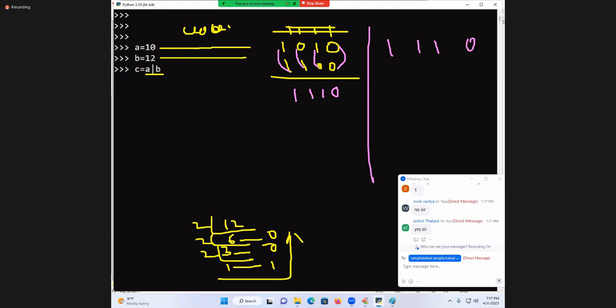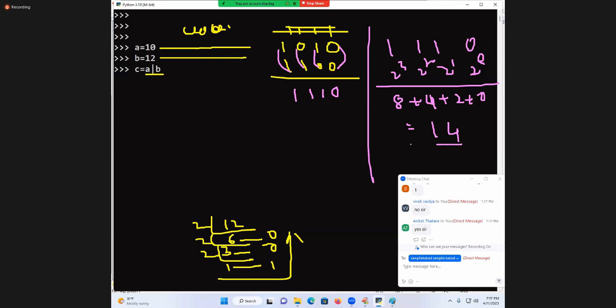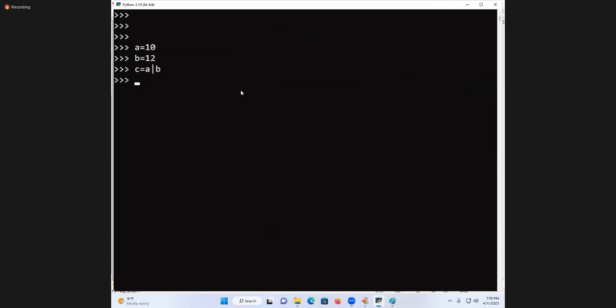1, 1, 1, 0. 2 to the power of 0, 2 to the power of 1, 2 square, 2 cube. What is the answer now? 8 plus 4 plus 2 plus 0. 14 is the answer. Understand? 14 is the answer. Print of what? C. Answer is what? 14.